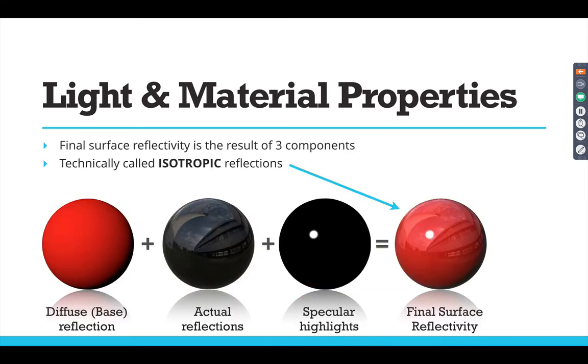All right, so technically, basic reflective materials are called isotropic reflections. That means they're a product of three components. One is the base. That's your diffuse. That's always going to be your base color. That gives us an idea of what the material is as far as a foundation goes. Actual reflectivity, we add all this information in. So it's base plus reflected environment plus specular direct light highlights. Those three together give us a final reflective surface.